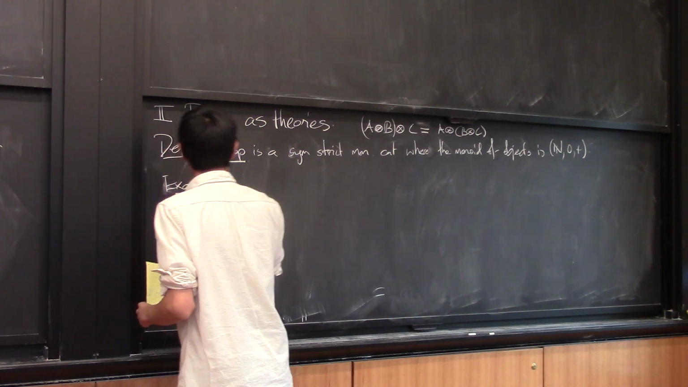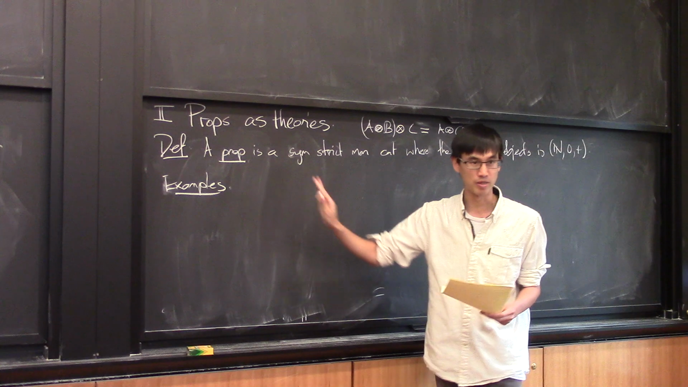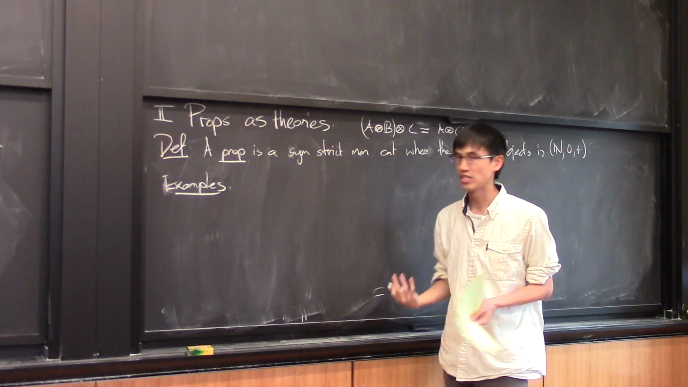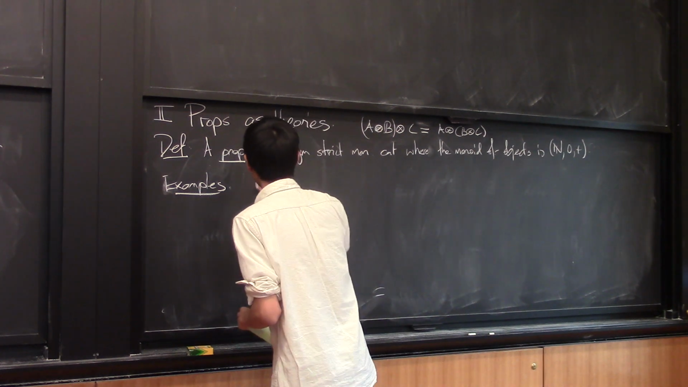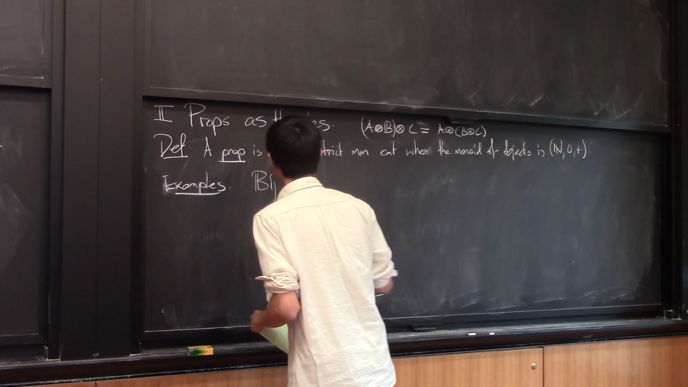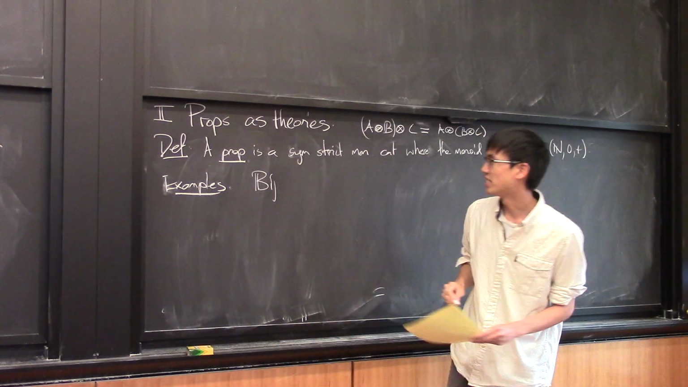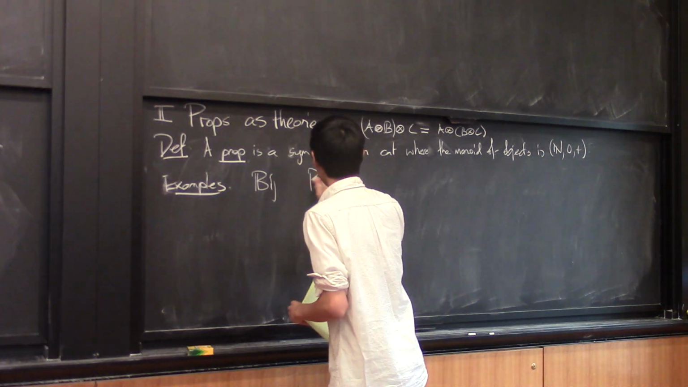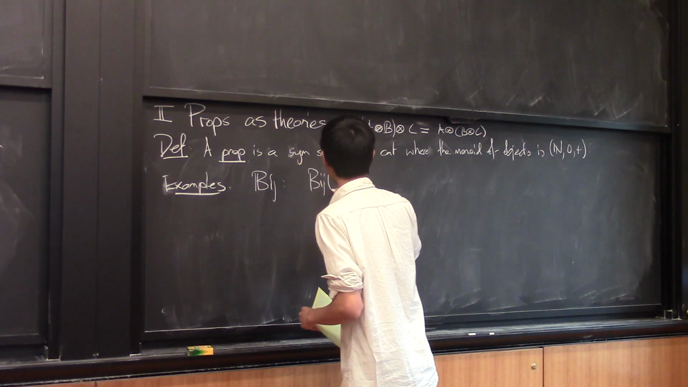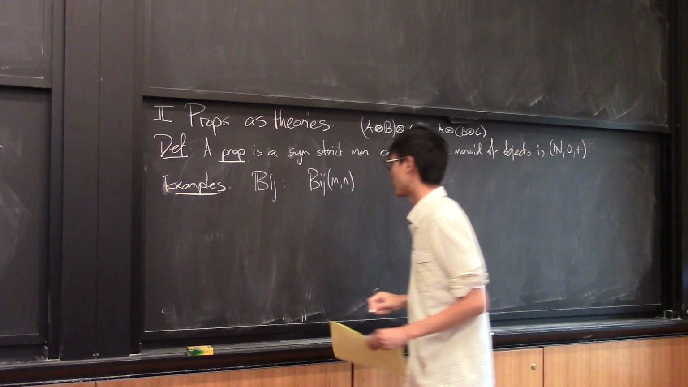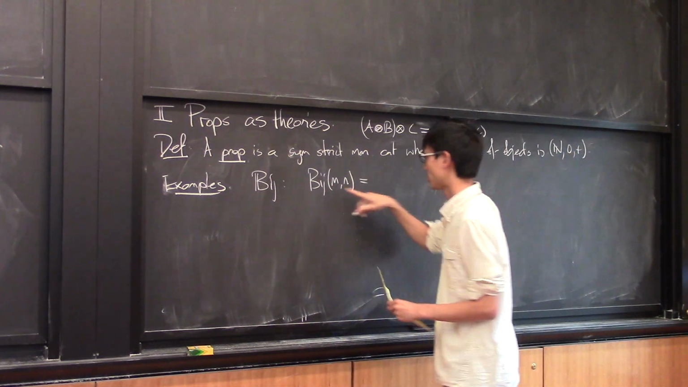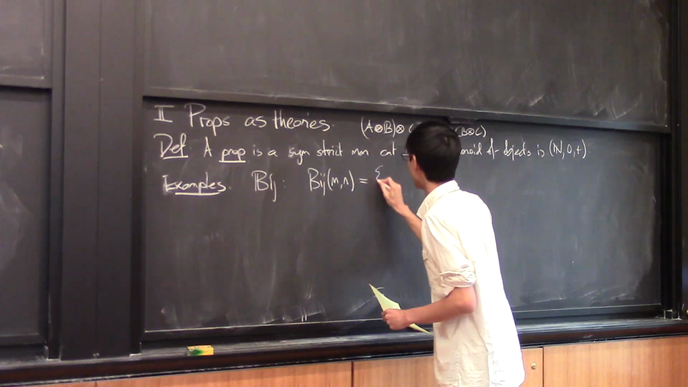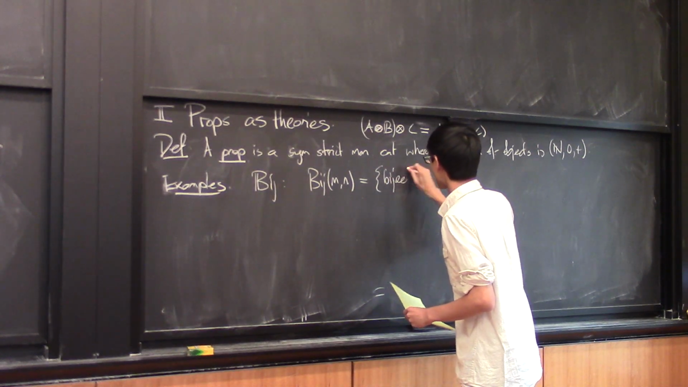To give examples is quite easy for a symmetric monoidal category, because we don't need to say what the objects are, we just need to say what the morphisms are. So here's an example, the prop of bijections. In this example, again my objects are just natural numbers, so m and n, and the morphisms between m and n are just the bijections.